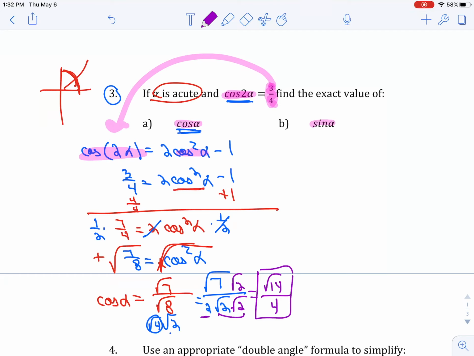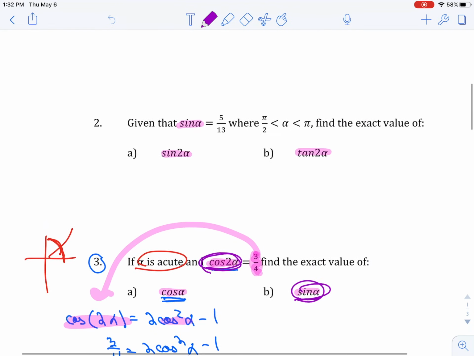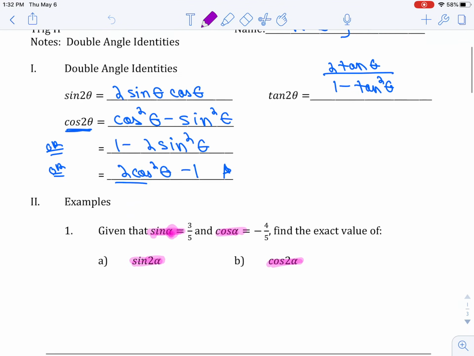Now, for the sine of alpha, if I want that one, again, I know the cosine of 2 alpha, I want the sine of alpha. So what we can do now is go back and find the formula that contains both of those. So if I go back here, here's the cosine of 2 alpha, so I'm only selecting from these formulas, but this is the one that I want this time because this one has the sine in it.